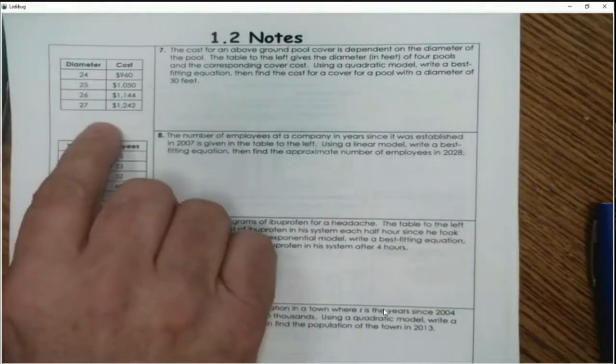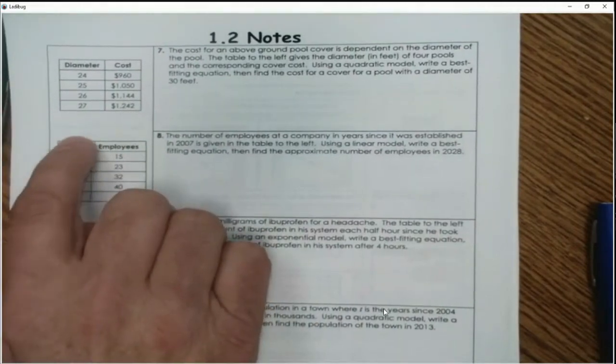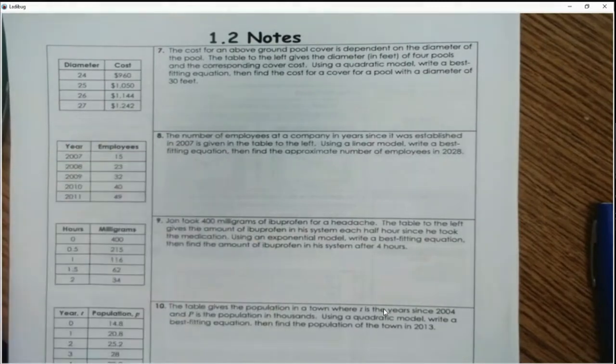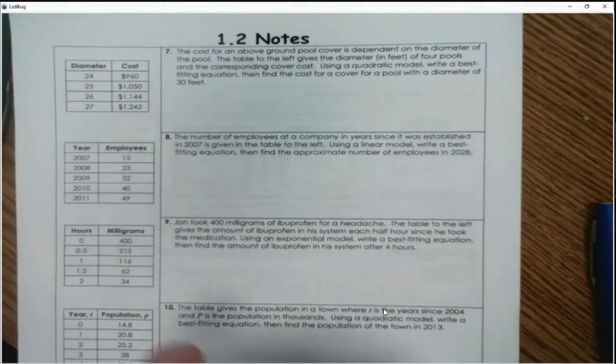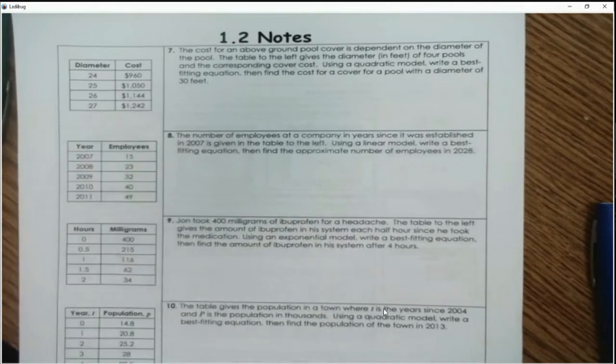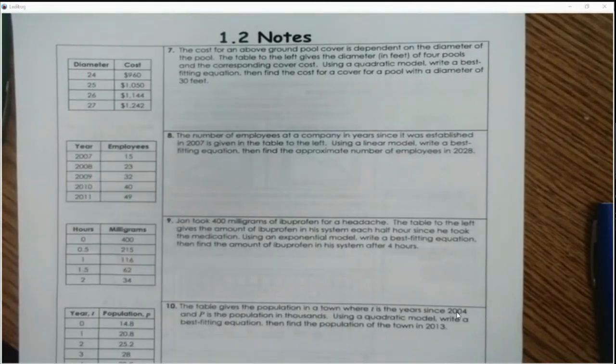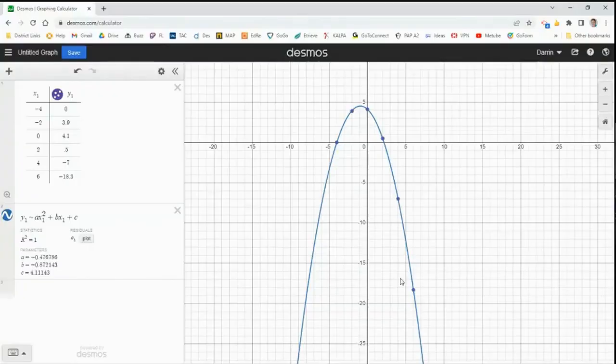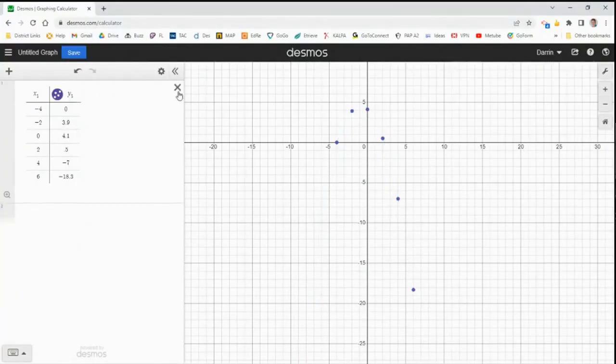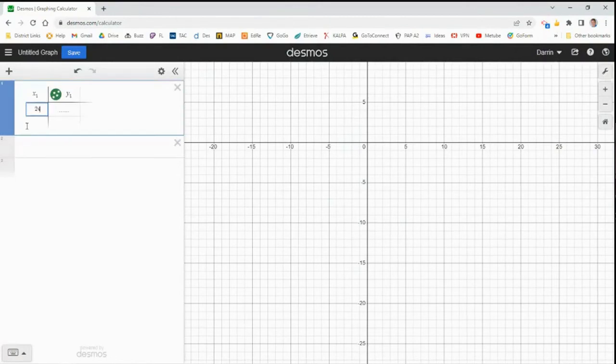After we calculate the equation, we've got to use that to figure out what it would be at 30. So let's do one of these together. This would be a good one right here. Let's graph it on Desmos because we're going to need our line of best fit, that regression line again. So this is 24, 25, 26, and 27, and the cost is 960, 1,050, 1144, and 1242.